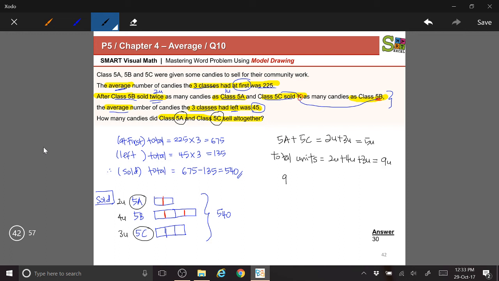Right, so these 9 units are equivalent to the sold total, and we find what they want us to find, which is 5 units. So we cross multiply: the sold total divided by 9, multiplied by 5. When we cancel this off, we get the answer.